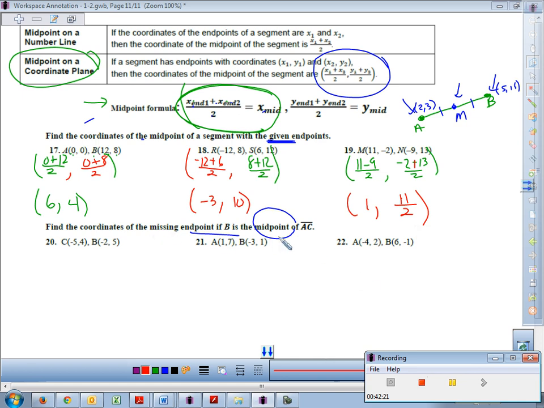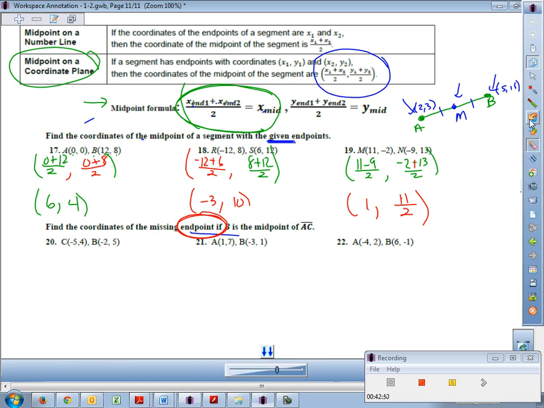Now, here's the messed up part. Find the coordinates of the missing endpoint, right? An endpoint is missing. Cool? What did they give me? They gave me a midpoint and an endpoint. So we have to see which one's which, right? We've got to see which one's which.